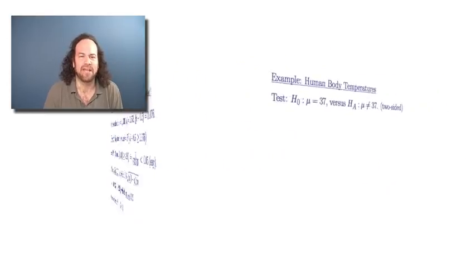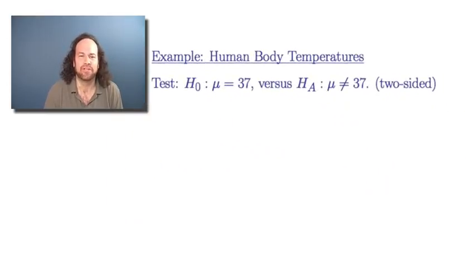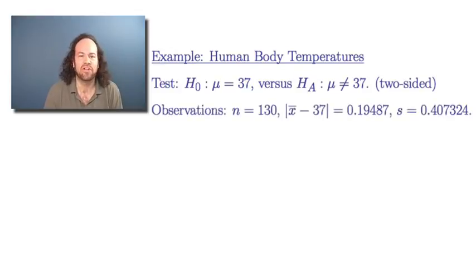For a second example, let's remember that human body temperatures data. Remember there we were testing whether it's true that the normal human body temperature is equal to 37 degrees Celsius, and we were comparing that null hypothesis to the alternative hypothesis that mu is not equal to 37. Again, this was a two-sided test, and we had 130 different human observations. The observed value of the difference between the mean that we got minus 37, our hypothesized value, was 0.19487, and we also had an estimate for the standard deviation S.